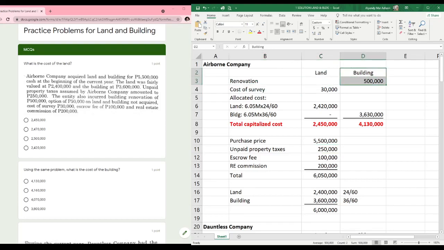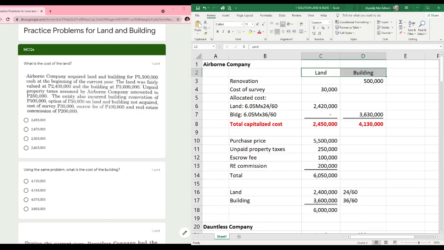The entity also incurred an option of 50,000. Take note of this option, that this option was paid for the land and building which was not acquired. This means that it does not pertain to this land and building, but to some other land and building which the company once thought of buying, but did not acquire. So what would be the treatment of this option? For the option that was paid for the property that was not acquired, it must be expensed outright.